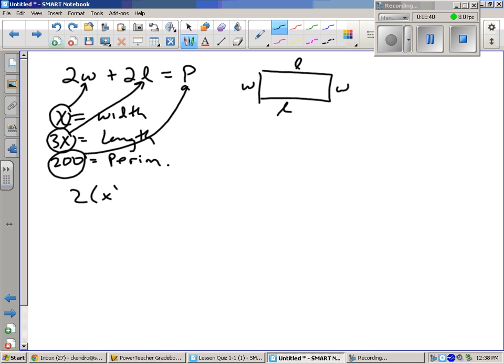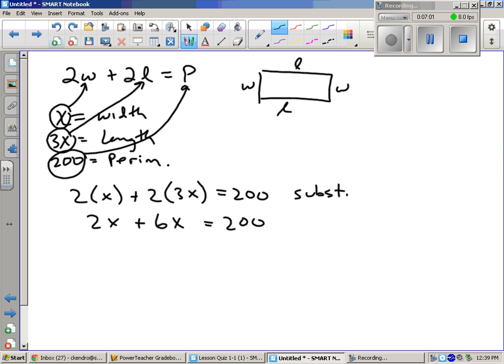So 2x plus 2 times 3x equals 200. All we did there was substitution, because I said x was the width and w stands for width. So I'm just substituting x in for w. Then I'm going to do this, and all we did was multiply in there. We didn't multiply to both sides, so we really just simplified. We'll just call that simplifying. Putting these two together, you can either say add like terms or simplify again.